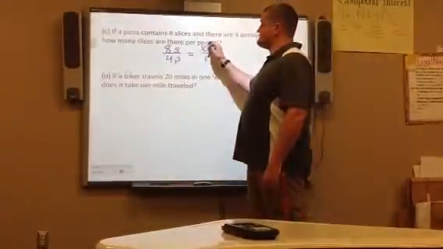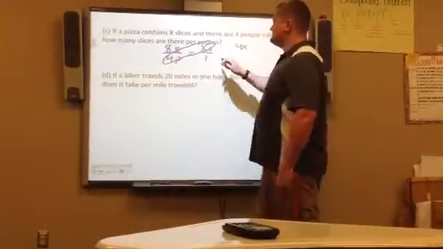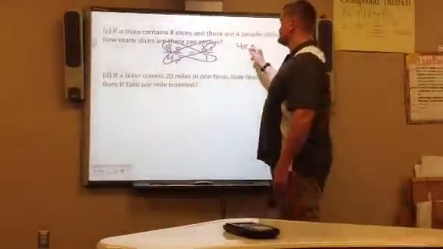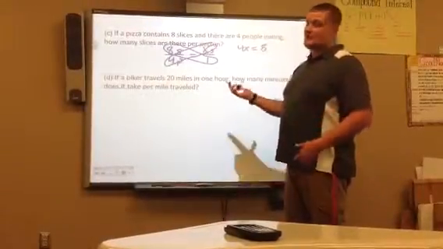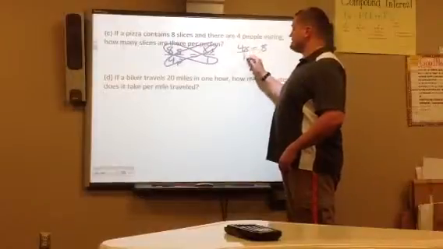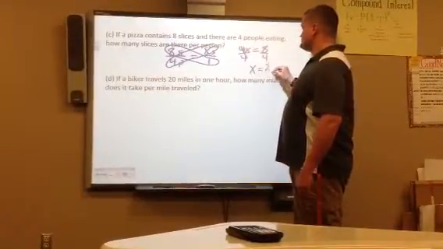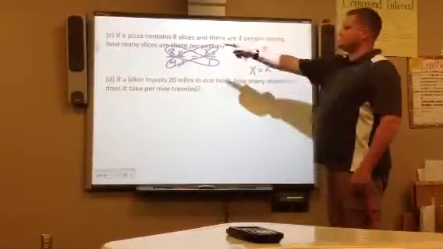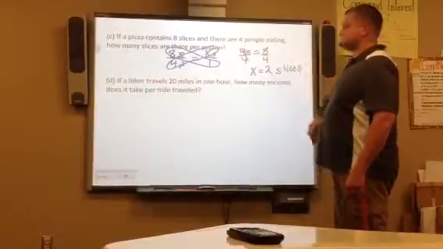So setting up the same, we have X times 4, which would give us 4X. We have 1 times 8, which is going to give us 8. This is very similar to the other ones. There's just one more step. We have to get the X by itself, so now we'll divide both sides by 4. And you'll find out that X would equal 2, and again, how many slices? So it's going to be 2 slices.